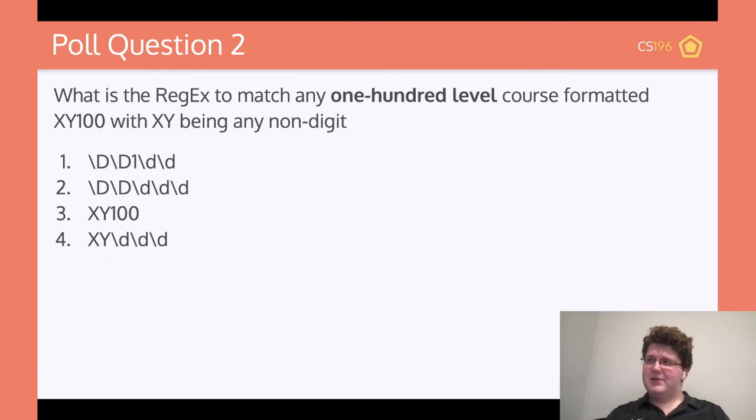Let me open it up. So this question is, what is the regular expression to match a 100 level class formatted with XY 100, with XY being any non-digit. And so this can be any 100 level course.